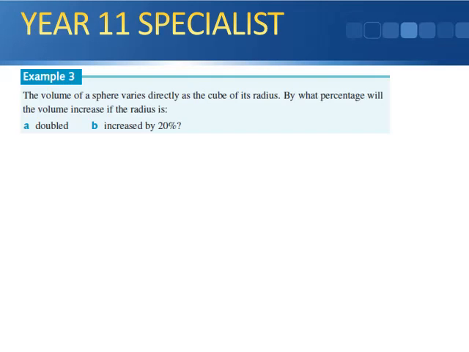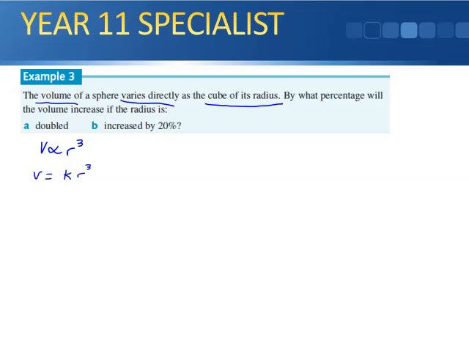Example 3 says the volume of a sphere varies directly as the cube of its radius. So if I was to write that, I get volume varies directly as the cube of its radius, that is, r cubed. And therefore writing it as an equation, I get volume equals k r cubed. So we've done that part there.